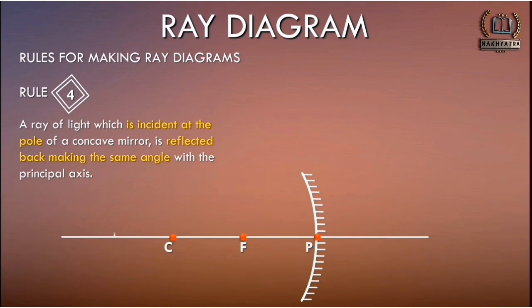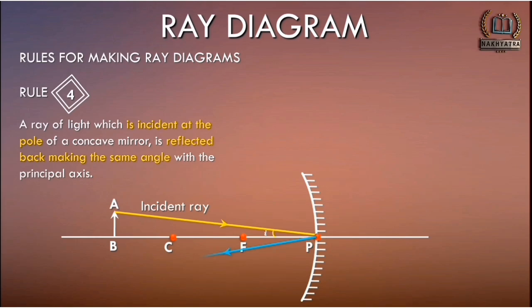So the incident ray strikes the pole of the concave mirror and forms an angle with the principal axis. So it is known as the angle of incidence. So the angle formed between the incident ray and the principal axis, we consider as angle I. Okay, that means angle of incidence.